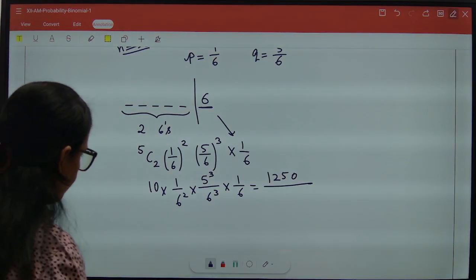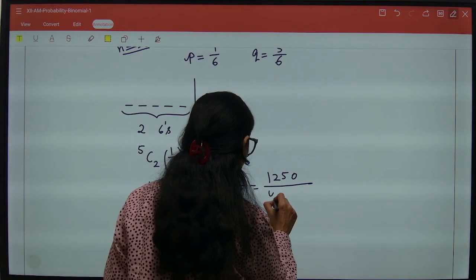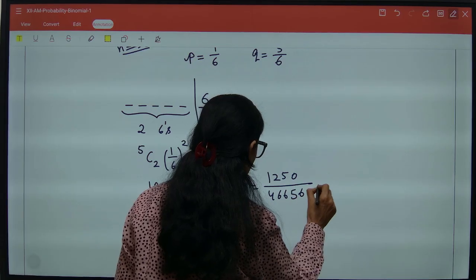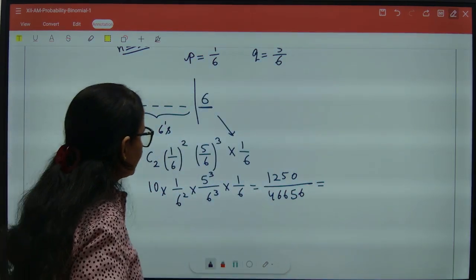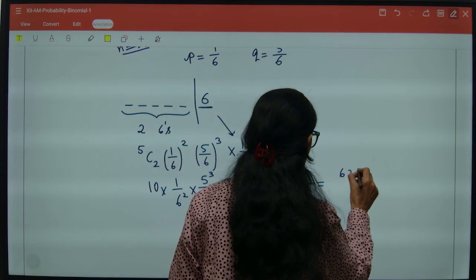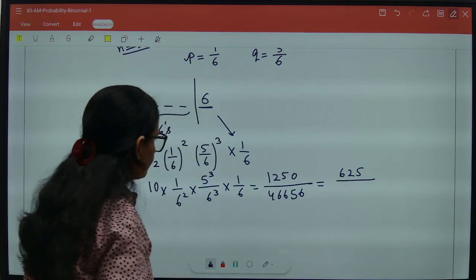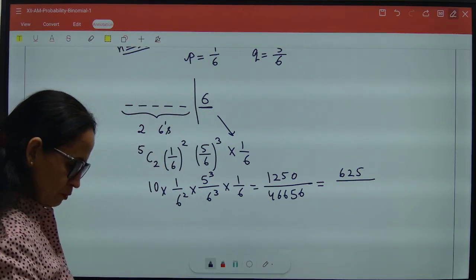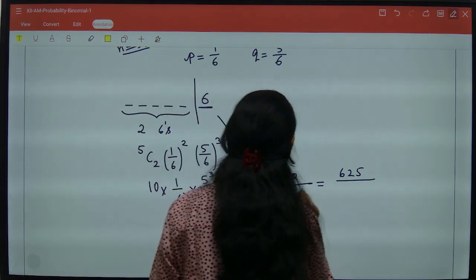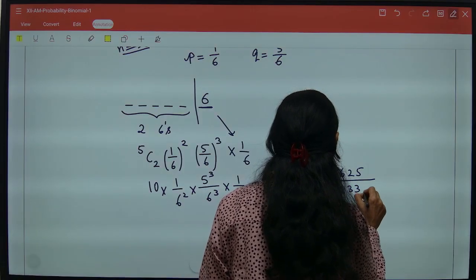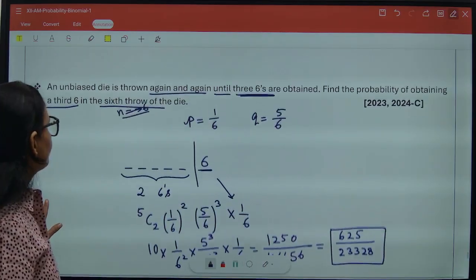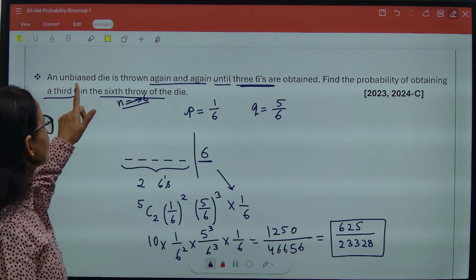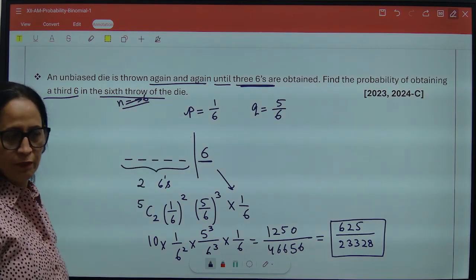1250 upon 46656. Both are even numbers, at least you can cancel it once, divided by 2, and this comes out to be 625 upon 23328. So this is the probability of getting third 6 in the 6th throw of the die.